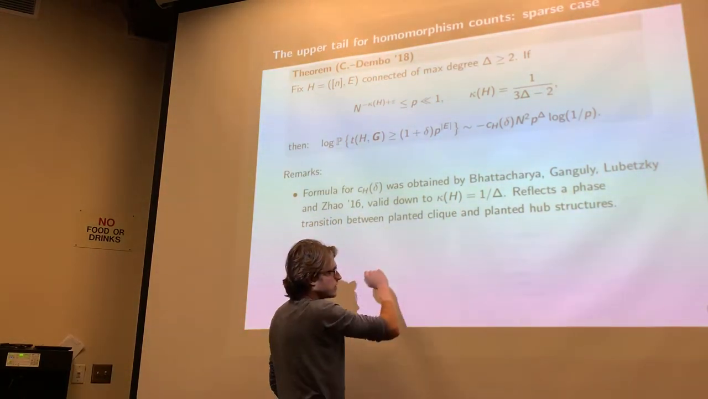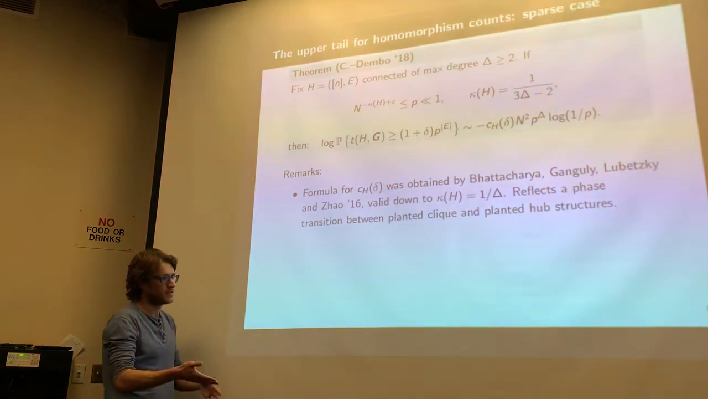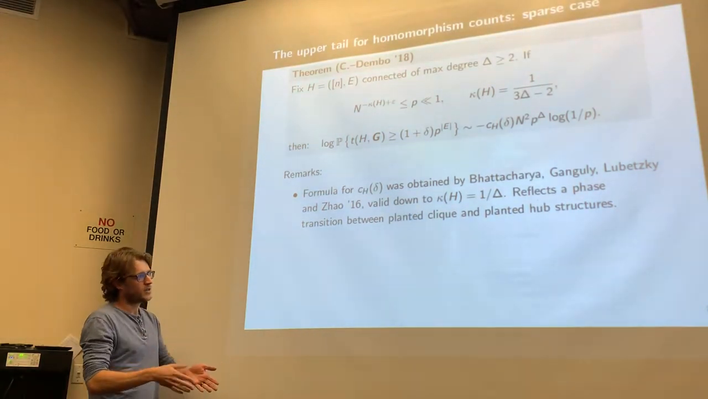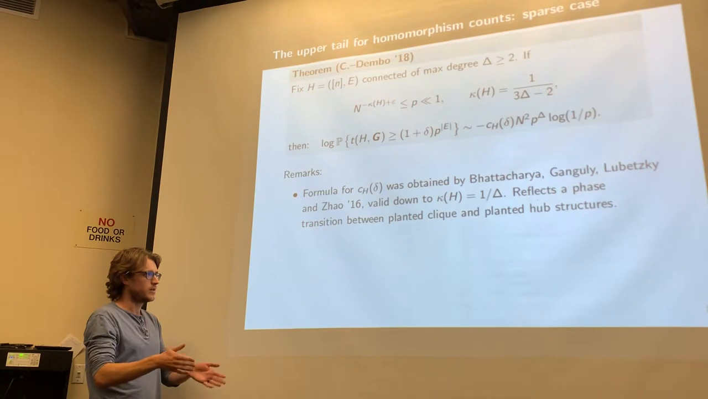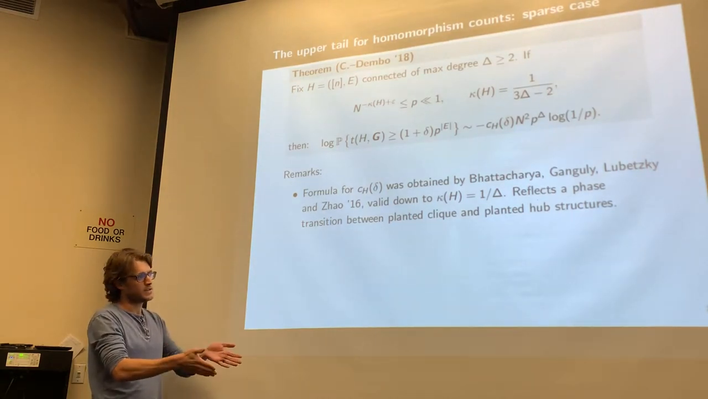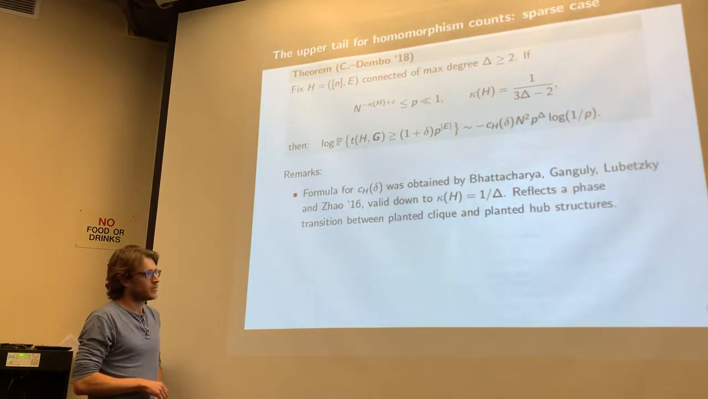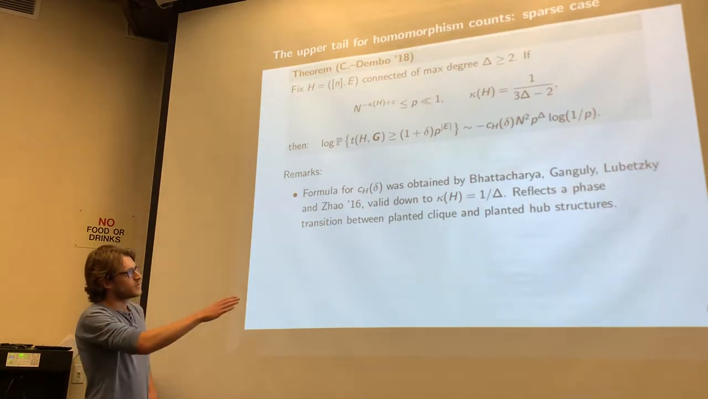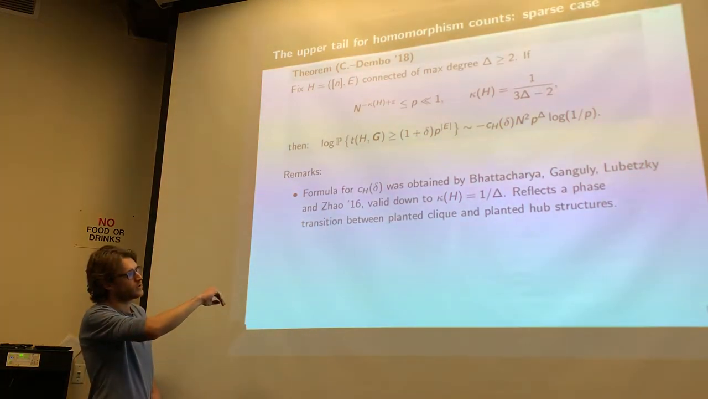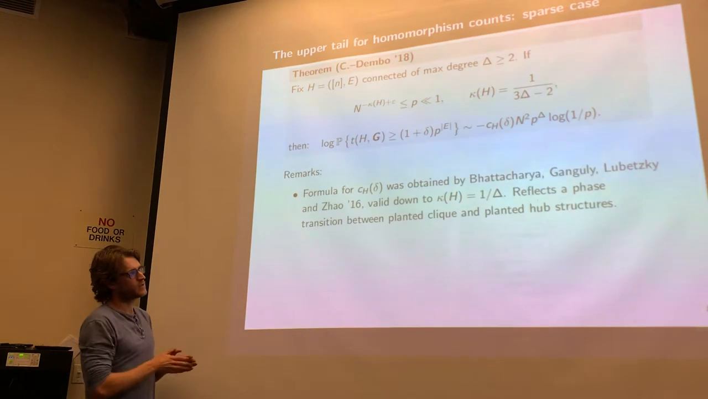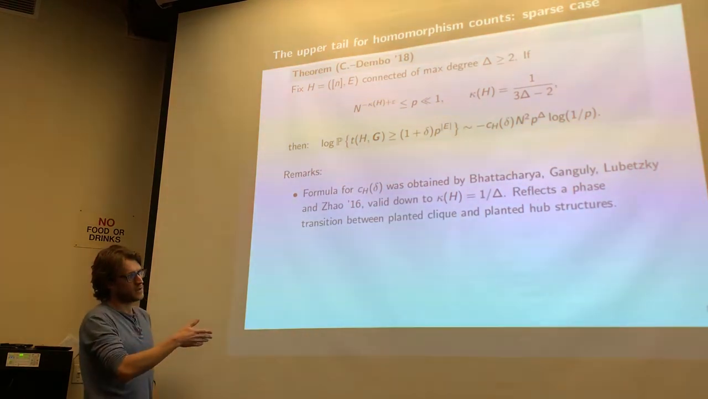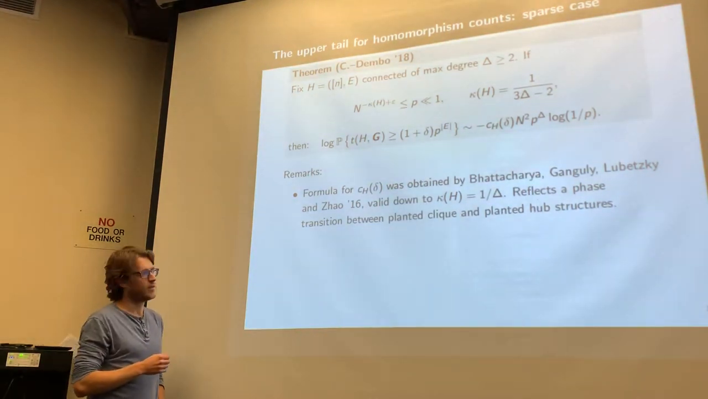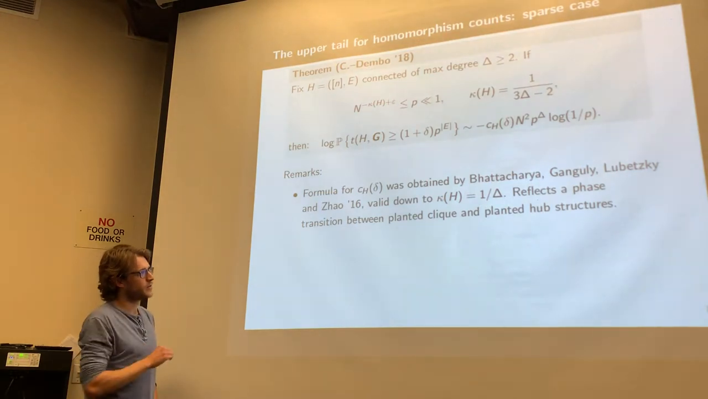down to n to the minus 1 over delta. And then there's going to be a phase transition where the hub is no longer viable, and then below 2 over delta, the problem changes completely. So in some sense, we've brought the sparsity exponent within a factor of 3 of what's in some sense the optimum, at least for this formula.